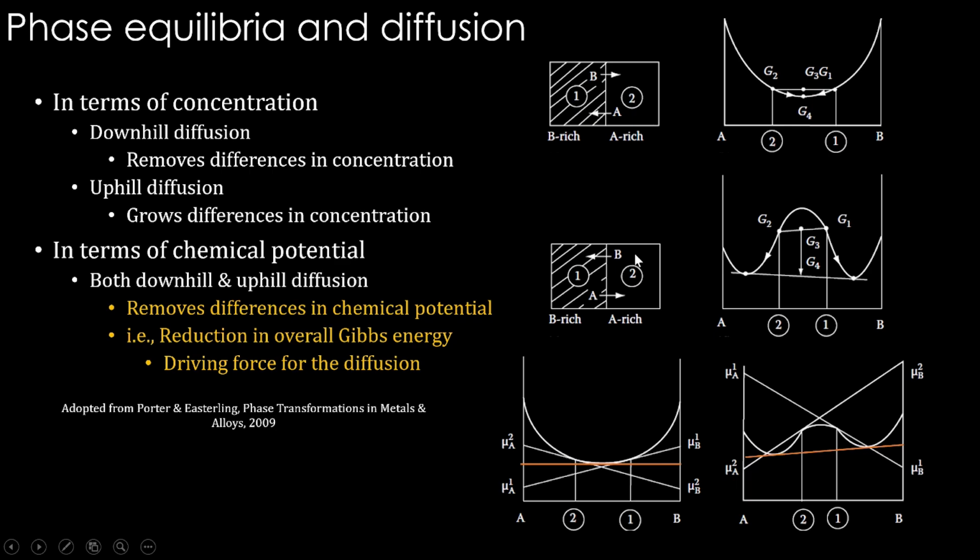But the opposite can also happen. If you see this, again same 1 and 2, one side is B rich, one side is A rich, but to the B rich side, B atoms come. To the A rich side, A atoms come. So the concentration of A keeps on increasing here, and the concentration of B keeps on increasing here. Why does this happen? Because Gibbs energy tells so. This is the Gibbs energy curve now. Metal piece 2 has this Gibbs energy, and 1 has this Gibbs energy.